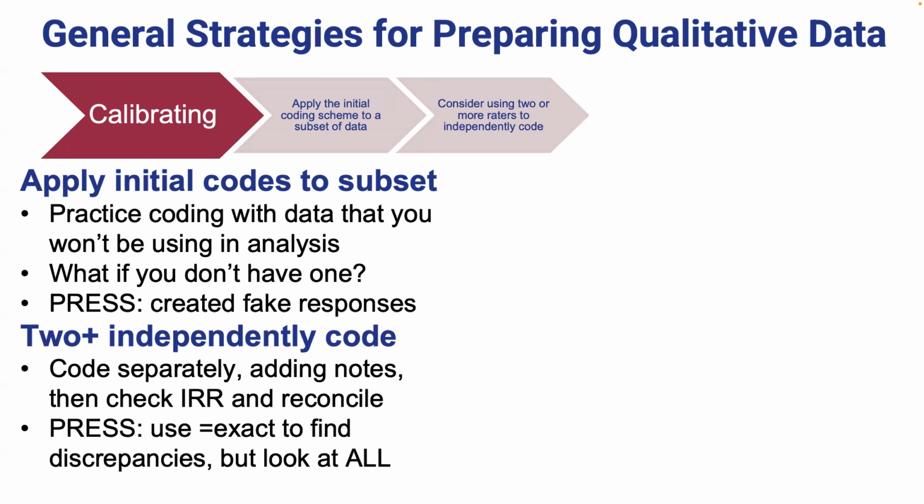So what we do in Excel is put one person's coding and then another person's, and then we use this feature, EXACT, that checks: does this one equal this one? It'll say true if it does, and false if it doesn't. And so all the false ones are discrepancies. But I will say you really need to look at all of them.